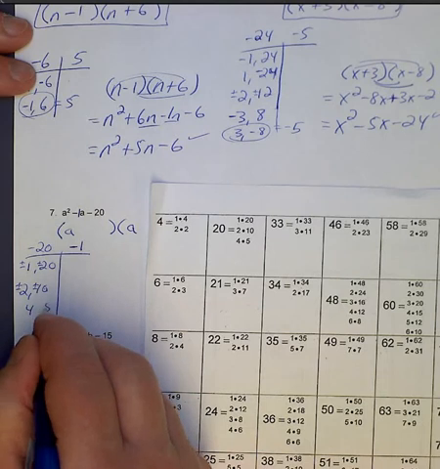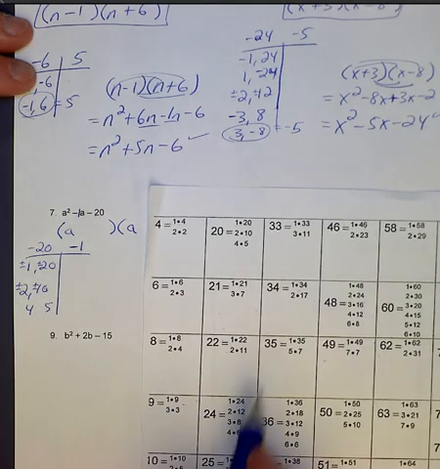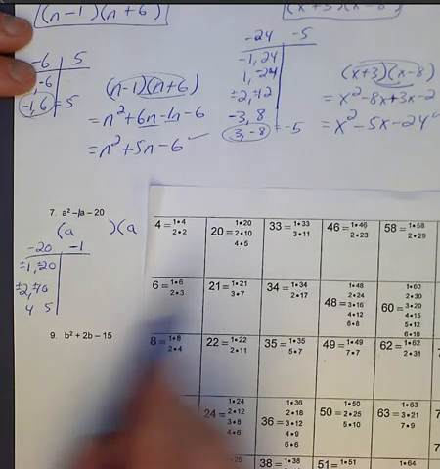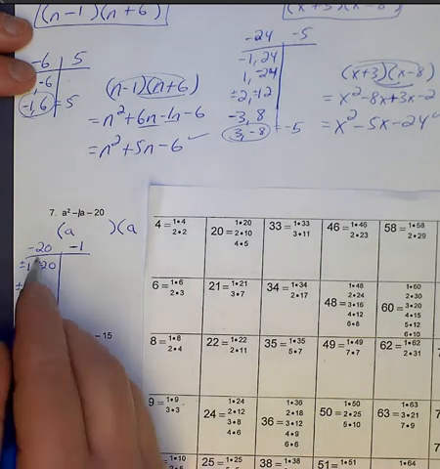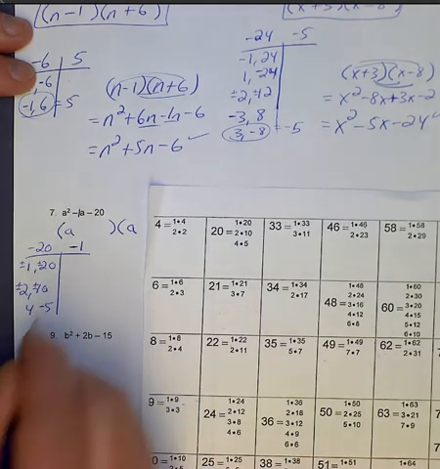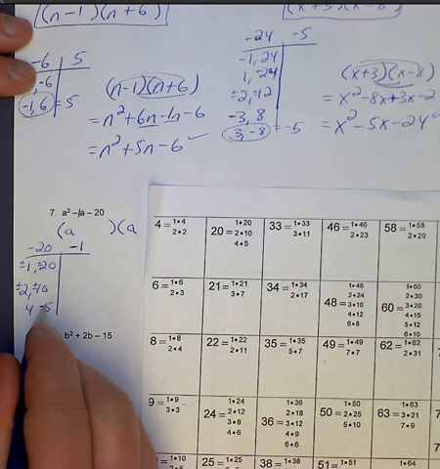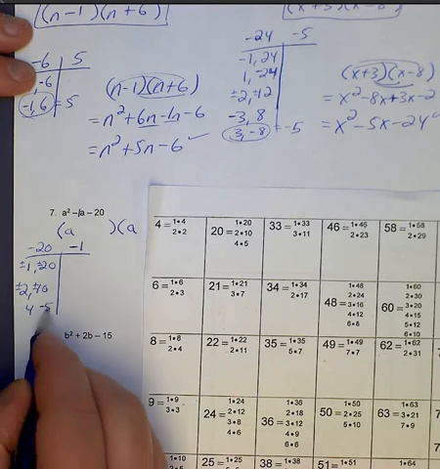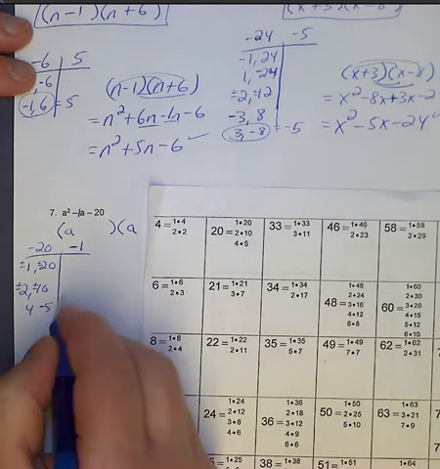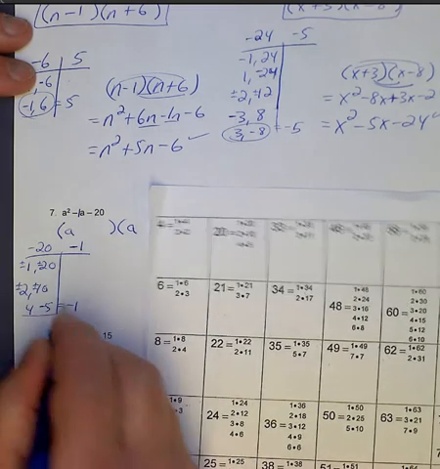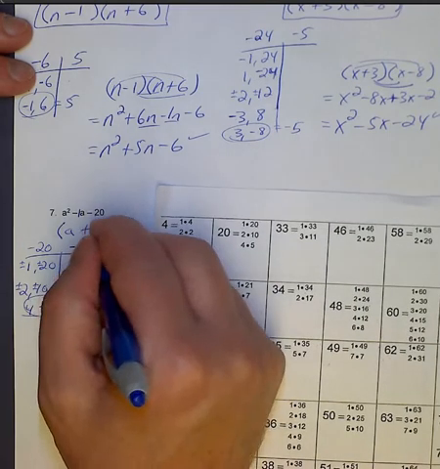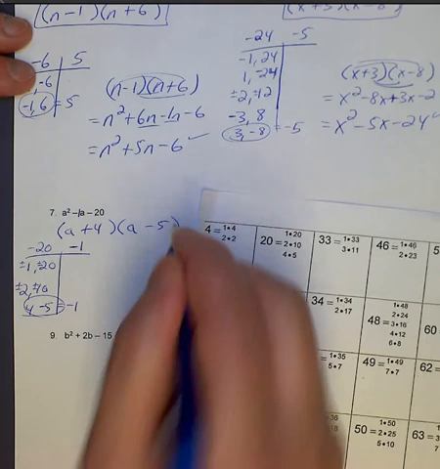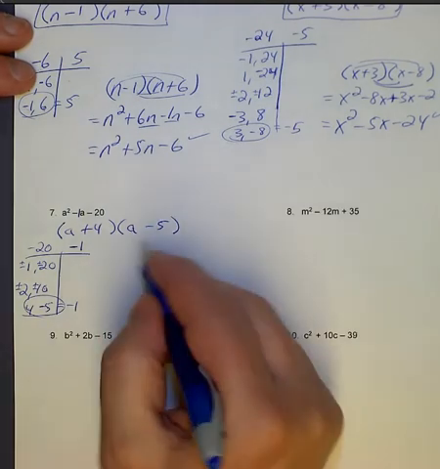4 and 5. I see 4 and 5. So if I make one of them negative, I'm going to make the 5 negative. I'll try it. 4 times negative 5 is negative 20. 4 plus negative 5, do it on your calculator, you get negative 1. So those are my factors. Plus 4, minus 5.